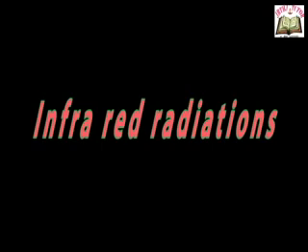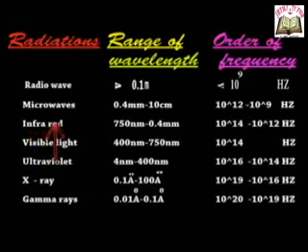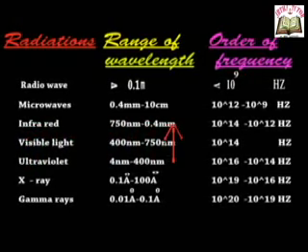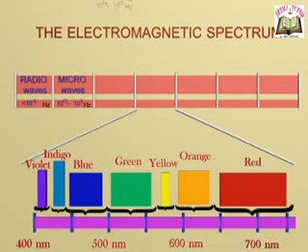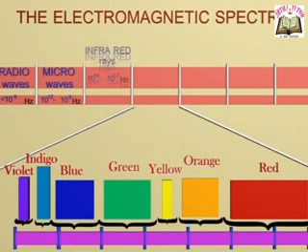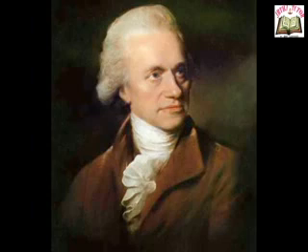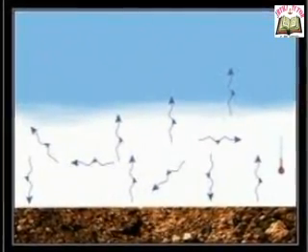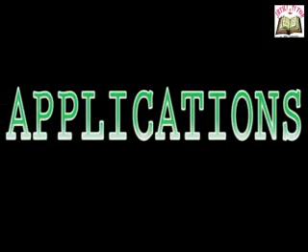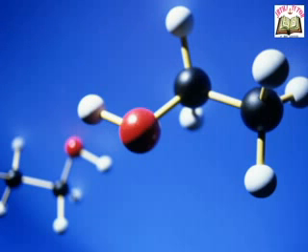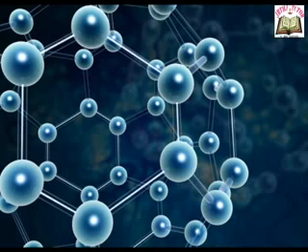Infrared radiations. Electromagnetic radiations having a range of wavelengths 750 nanometers to 0.4 millimeter are called infrared radiations. These radiations were first detected by William Herschel in the year 1800 while studying the heating effect of radiations. Applications of infrared rays. The molecular structure of a compound can be identified by infrared spectrum.